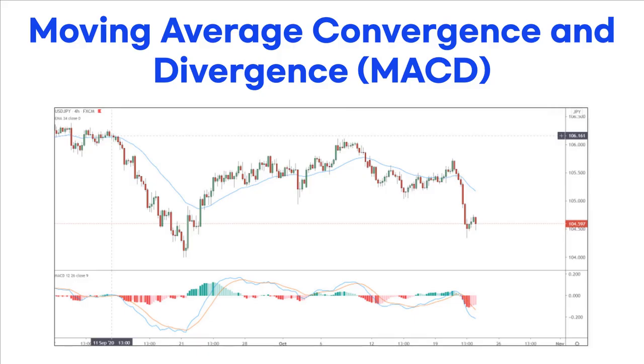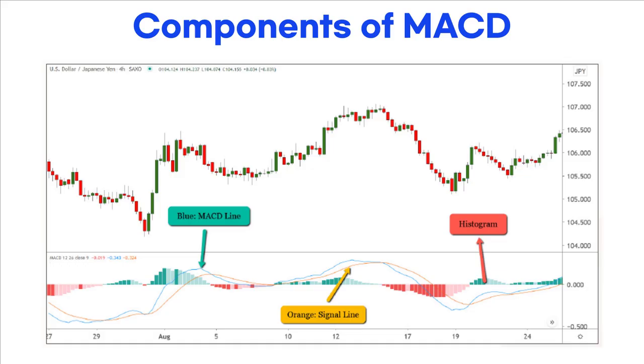As you can see, this indicator typically consists of a histogram and two moving lines, the MACD line and the signal line. The crossover of the two lines gives us signals that are quite similar to when crossovers happen when you're analyzing moving averages. Let's have a quick lesson on the components of the MACD indicator.